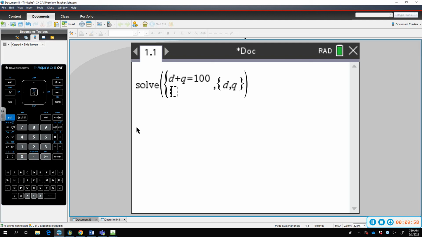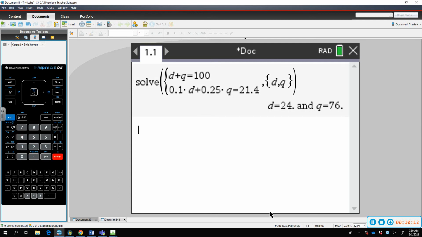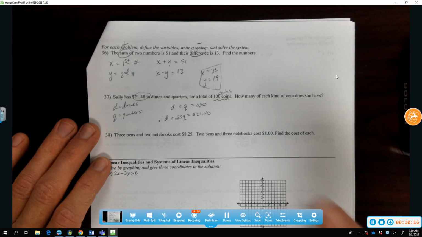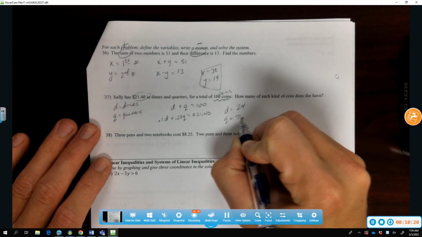And then we've got 0.1 D. So 0.1 times the number of dimes and 0.25 times the number of quarters is equal to the total of 21.40. So we know that we have 24 dimes and we have 76 quarters.